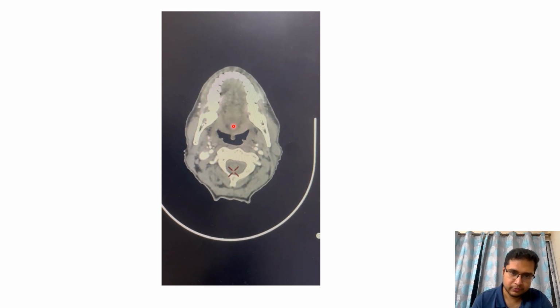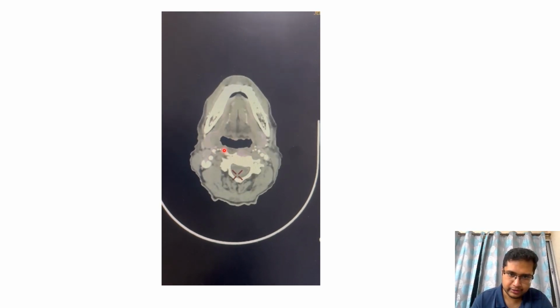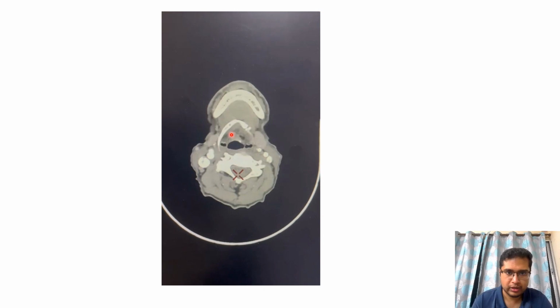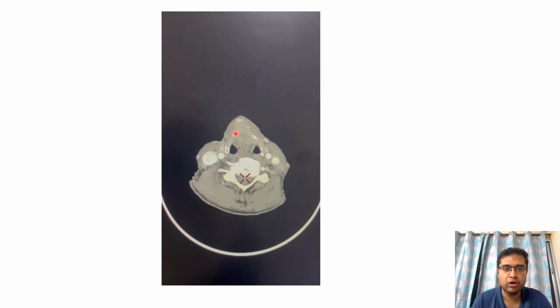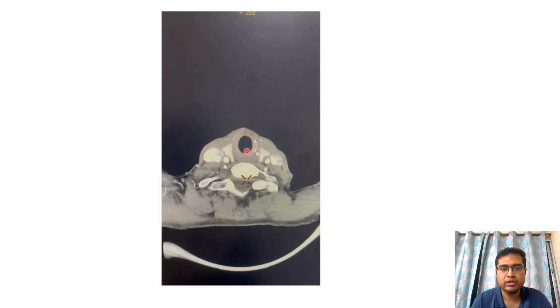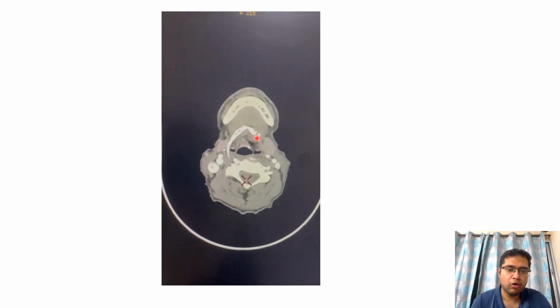This is the uvula, this is the oral cavity, and this is the oropharynx. So as I'm scrolling down, I can see that the right vallecula is completely involved. The aryepiglottic folds are involved. The supraglottis and the glottis region are also involved by the tumor.